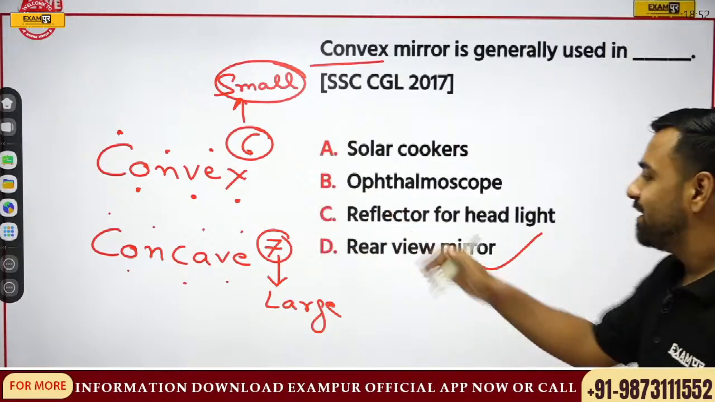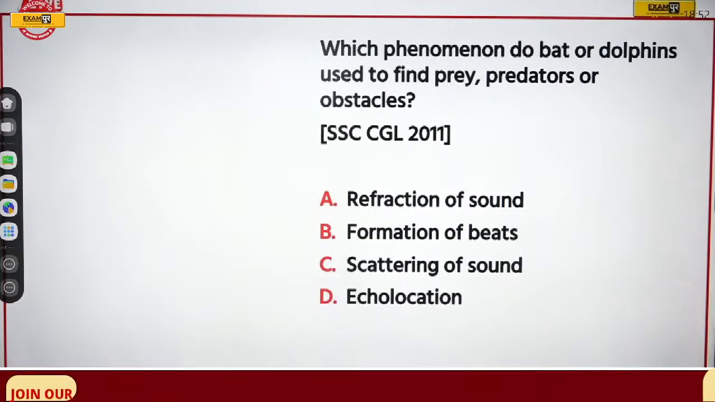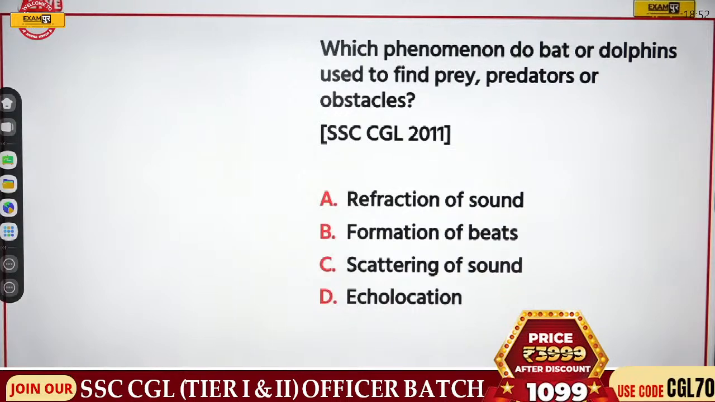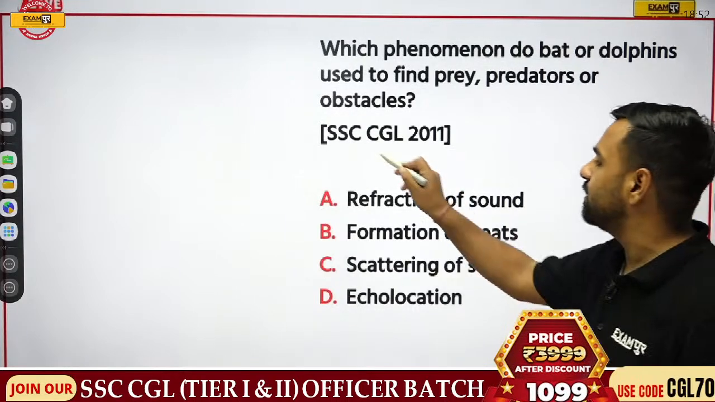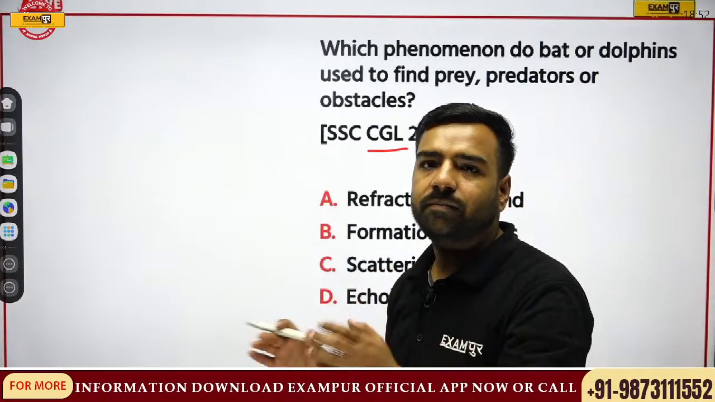Okay. So, last question of the day. Which phenomenon do bats or dolphins use to find the prey, predators, or the obstacles? This is from CGL, and this is a very simple one. So, can you answer this? Waiting for the answer, please.